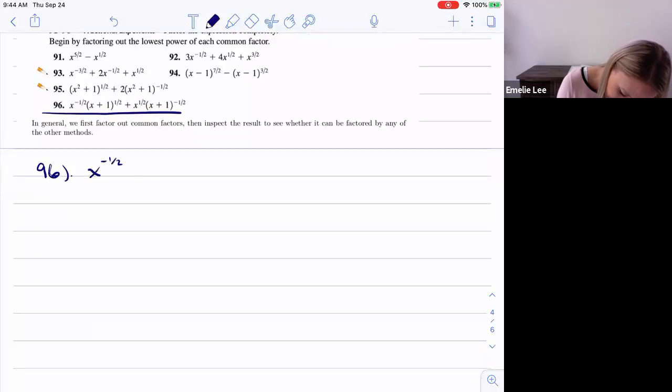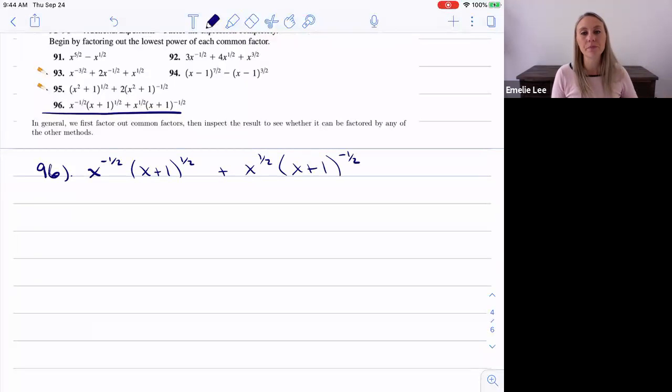So we've got x to the negative 1/2 times x plus 1 to the positive 1/2 plus x to the positive 1/2 times x plus 1 to the negative 1/2. Remember the power of 1/2 just says that you're taking the square root, right? And then the negative 1/2 just means that it's in the denominator, right? The negative power bumps it down to the denominator. But I'm not going to worry about that right now, but we could if we wanted to.